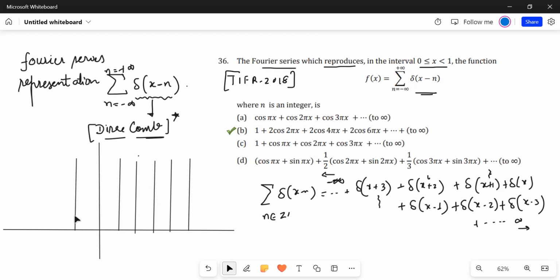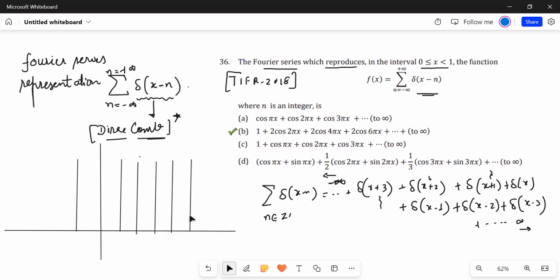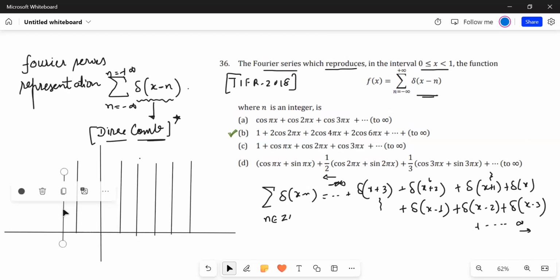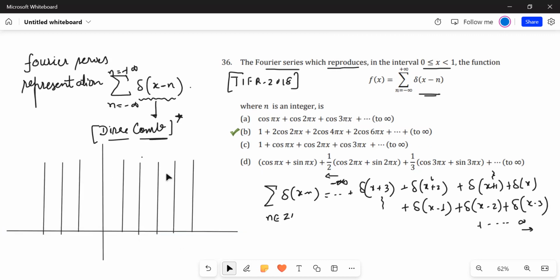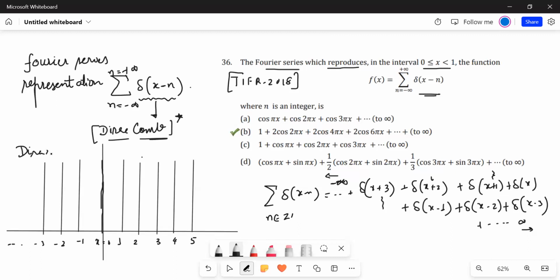These spikes are infinitely extending, and they are also of unit strength. So you have to mind the gap. In each of these, the gap is equal to 1 only, so don't get confused. It seems as if it is a comb-like structure. Here also there will be a narrow spike. So basically, this is at x equal to 0, this is x equal to 1, this is 2, this is 3, this is 4, this is 5, this is minus 1, minus 2, minus 3, and so on. This type of structure is called the Dirac Comb structure.